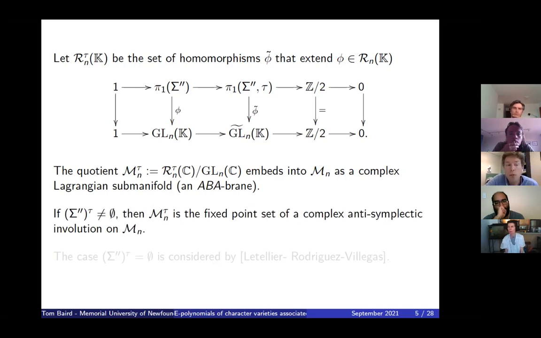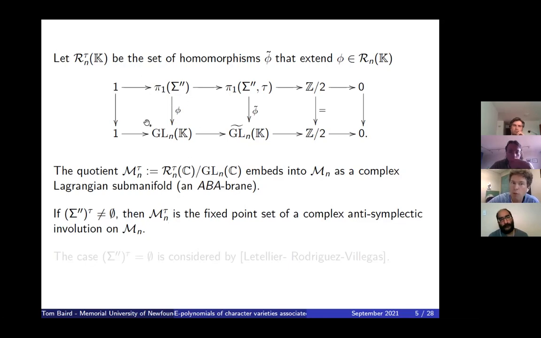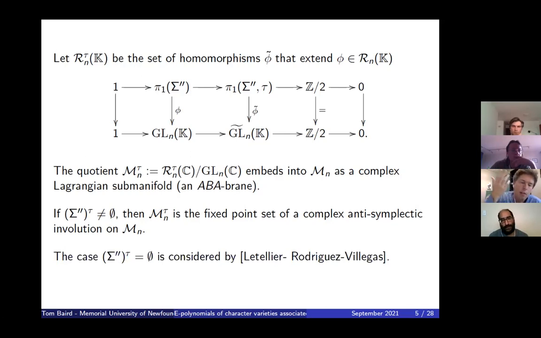Okay, so there are essentially two cases. There's the case where there are fixed points. And in that case, you can also regard this M_n^tau, this Lagrangian submanifold, as the fixed point set of an anti-symplectic involution on the original variety. Okay, so there's an automorphism of this coming from the involution. There's an automorphism of this coming from this Cartan involution. And combining those, you get an automorphism of the character variety. And this is just the fixed points for that involution of the character variety.